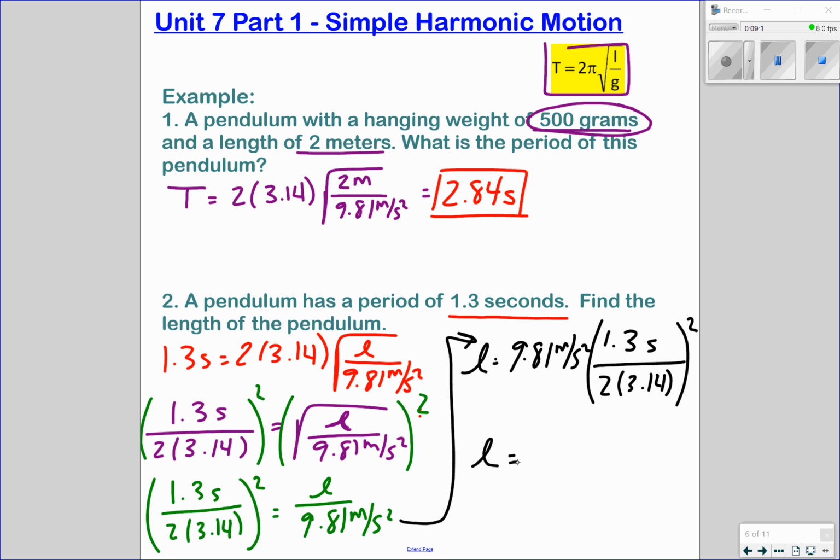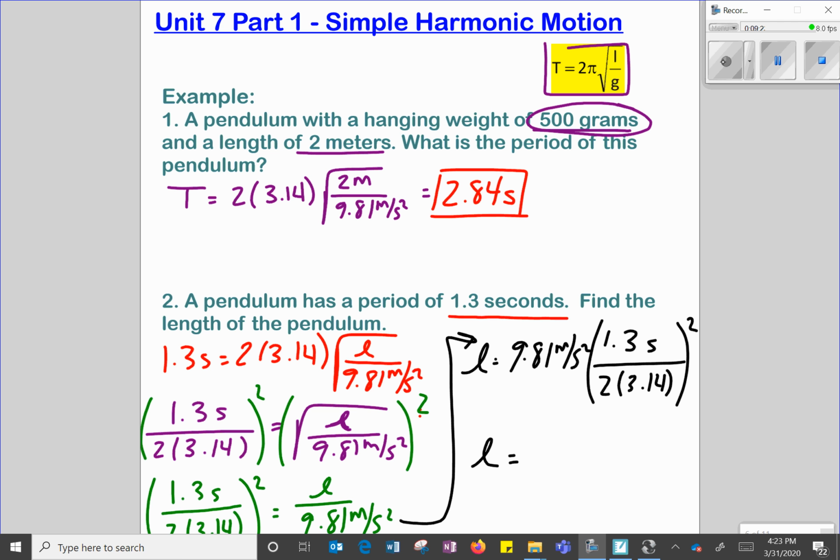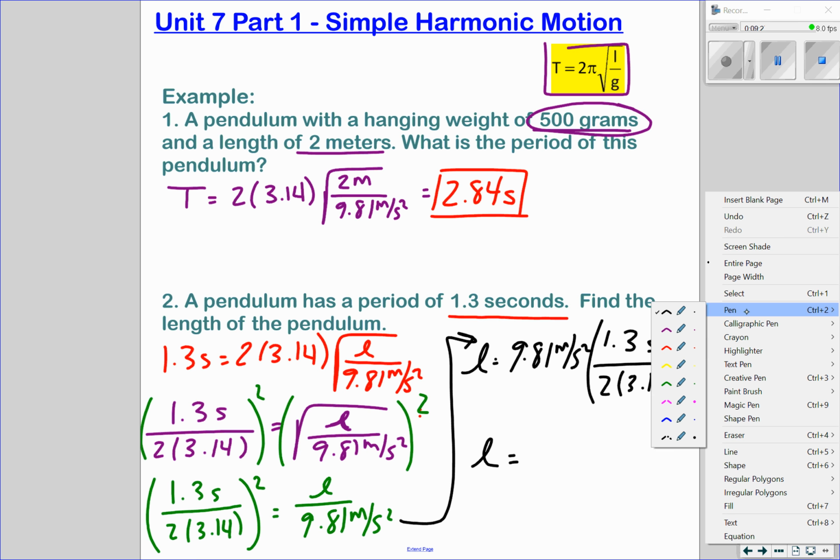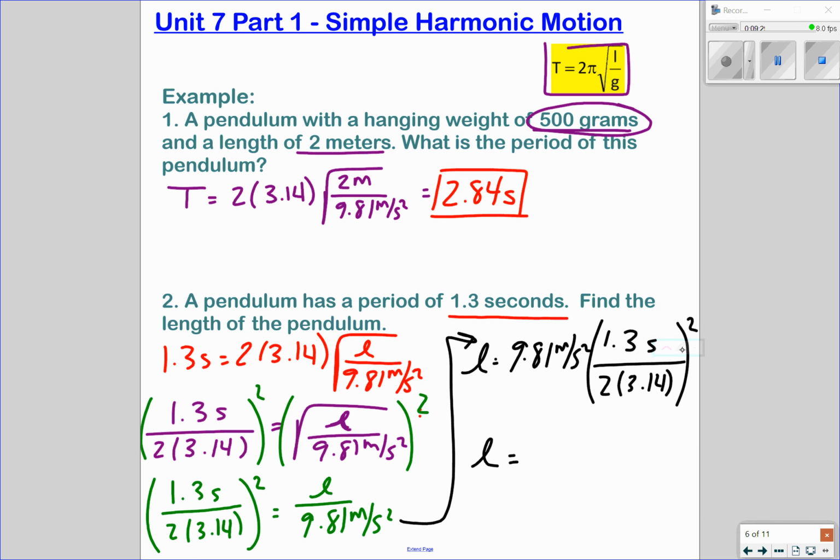Go ahead and slide those values into your calculator and put your answer in 3 significant digits. You should get 0.420. That would be your answer in 3 significant digits. And we're going to use meters here because that would be our value there.